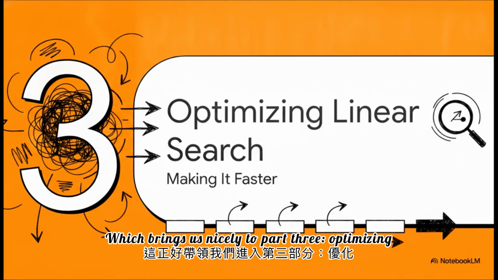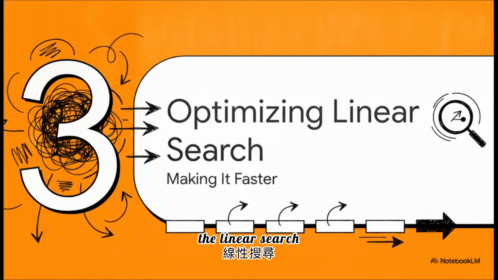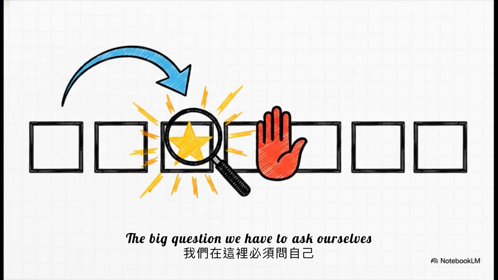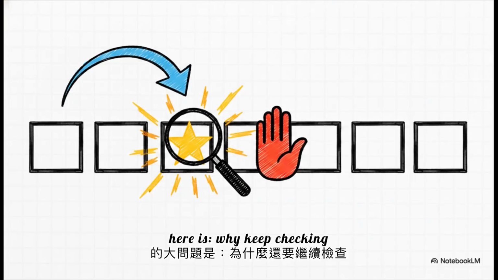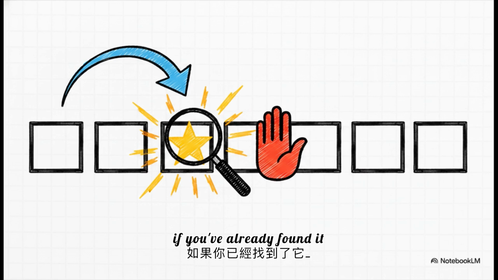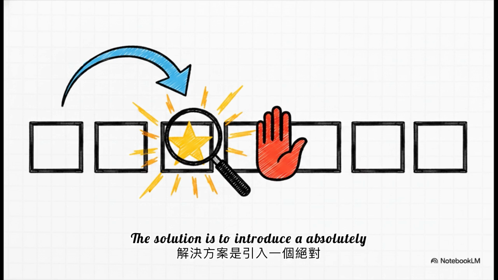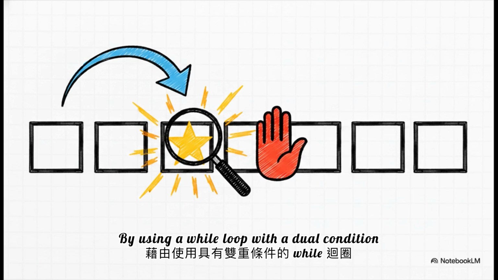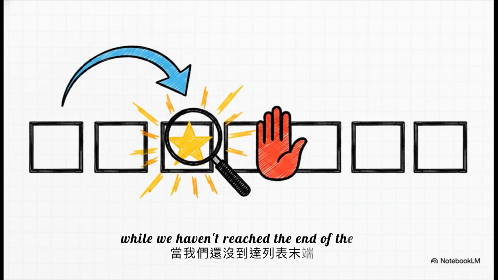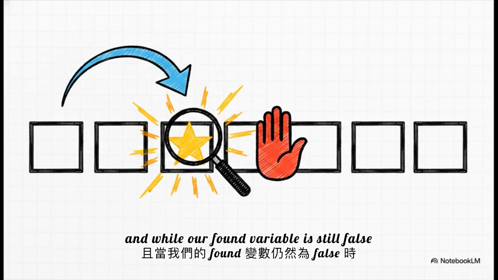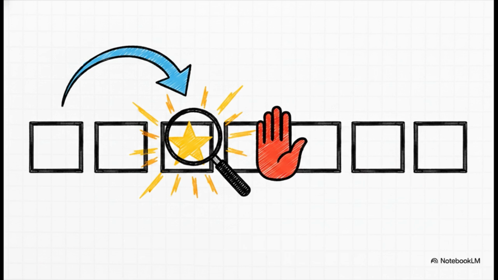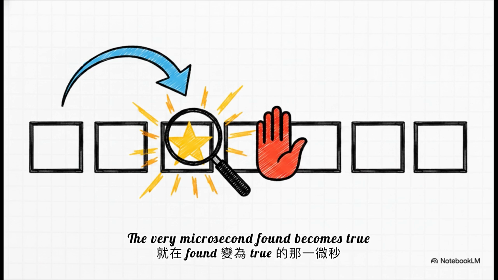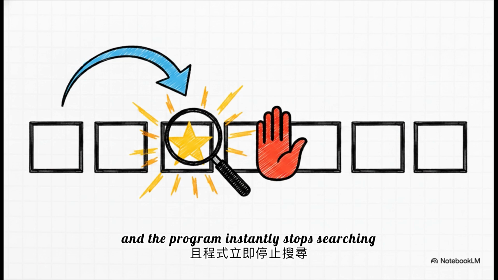Which brings us nicely to part 3, optimizing the linear search. The big question we have to ask ourselves here is, why keep checking if you've already found it? The solution is to introduce an absolutely crucial programming habit, the early exit. Instead of a for loop, we bring in the while loop. By using a while loop with a dual condition, we tell the program to keep searching while we haven't reached the end of the list and while our found variable is still false. The very microsecond found becomes true, the loop breaks, and the program instantly stops searching.